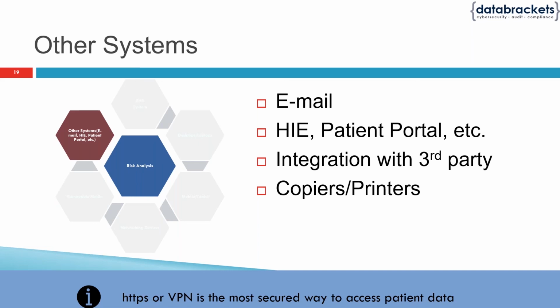Copiers and printers are also one of the key items that you need to keep in mind when you're doing the security risk assessment. For example, a lot of copiers and printers now come with a hard disk. That means they essentially have the storage capability for all the PHI. So if you're leasing one, before the end of the lease you need to wipe out all the data and reset it to the factory default before you release the system.